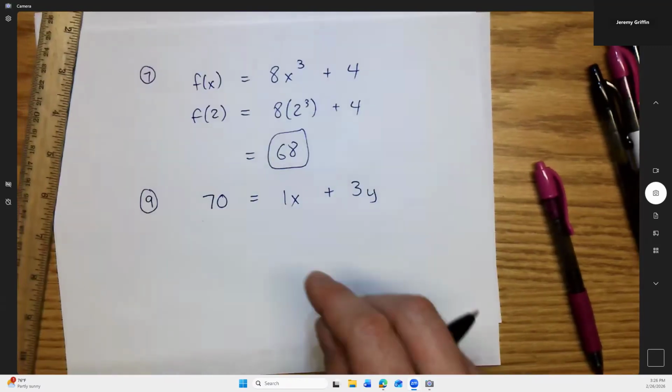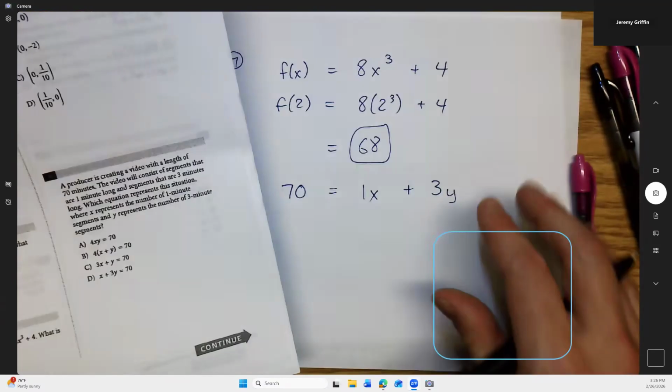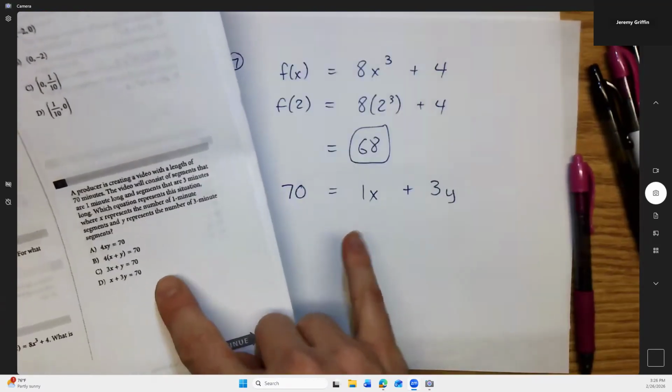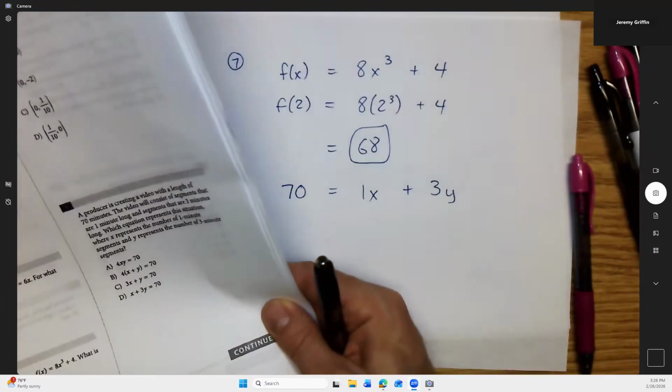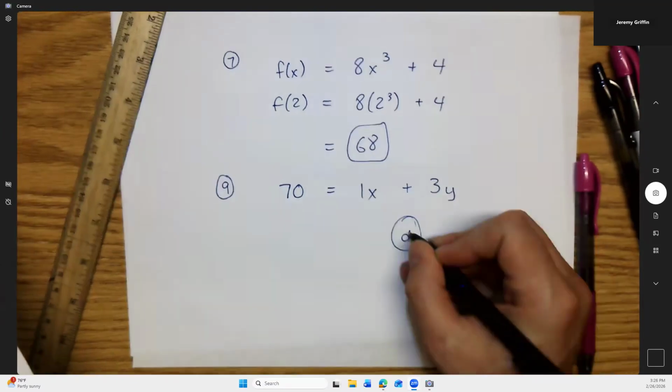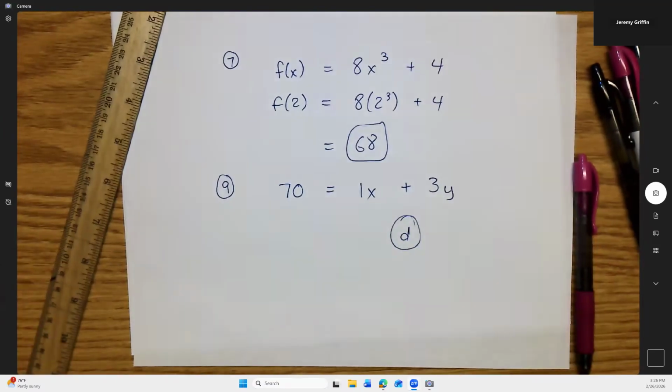Let me see if I see one like that. 70 equals x plus 3y. It looks like D, doesn't it? Make sure it's 9D. Yes, 9 is D. That's D right there. You guys got 9 is D? Yes. All right.